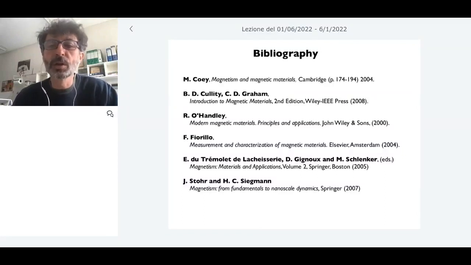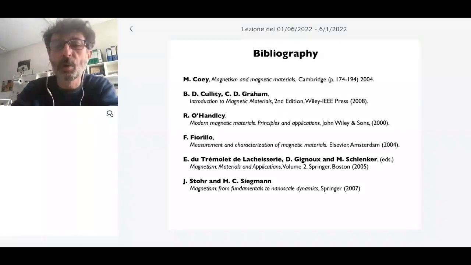So concerning these resistances, most of the material that I've shown I've taken from the book of Coey, Magnetism and Magnetic Materials. That is a very nice book. Cullity and Graham is a quite old book, Cullity, that recently had a second edition in 2008, so it's quite valid and classical. A lot of material you also find in the book of Robert O'Handley, Modern Magnetic Materials: Principles and Applications. It is a little bit old, from 2000, but it's a very good source.